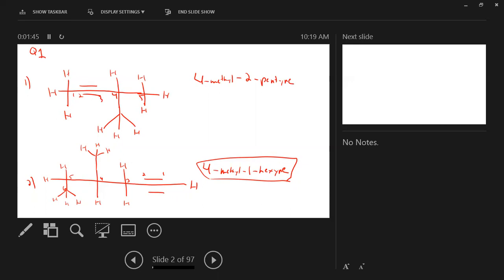All right. We're going to question 2. It says name the alkyne. So this is going to be 1, 2, 3, 4, 5, 6, 7. This is 4-methyl-2-heptyne. I'm going to do question 3 on the same one. It's just another naming. So let's see.